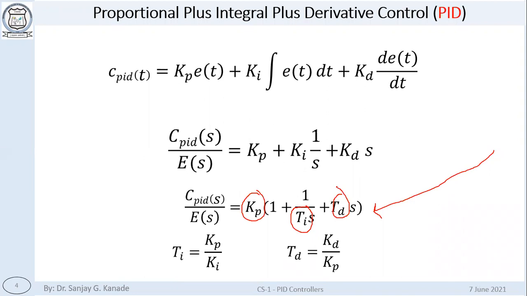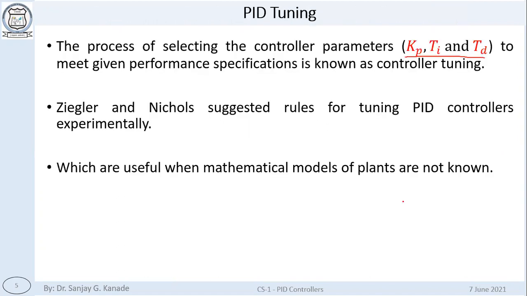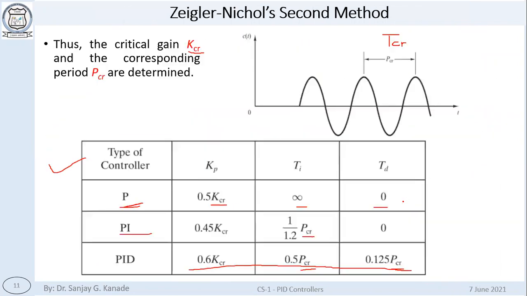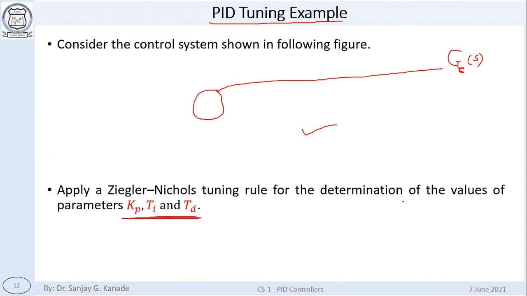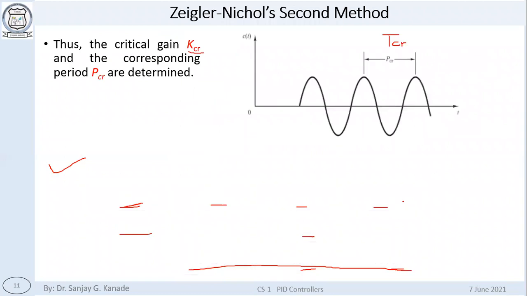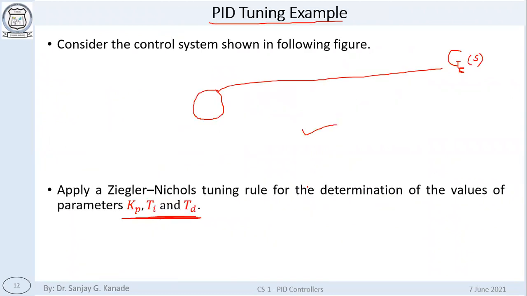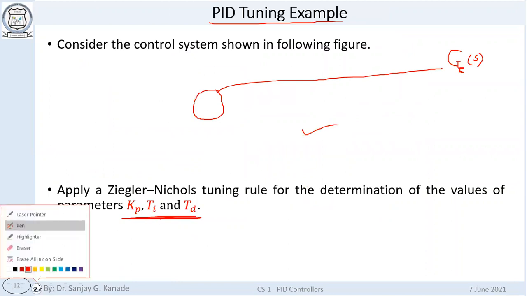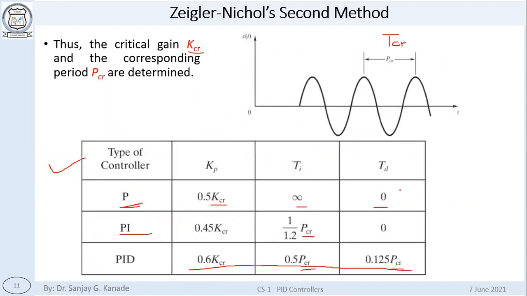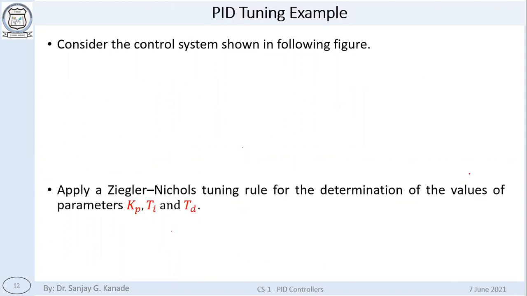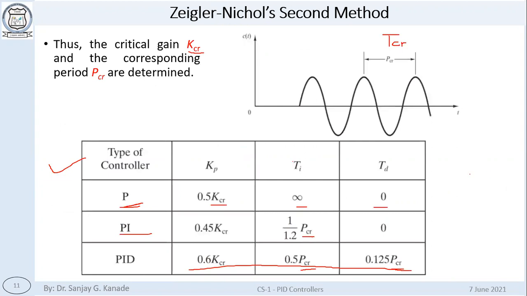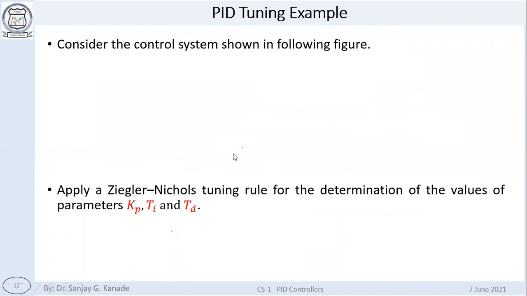So the wording of the question may be different. Sometimes you may be asked to design a PID controller for this given plant. Okay, like here, a plant equation would be given to you, and from that equation itself, you may have to find out the values of Kp, Ti, and Td.